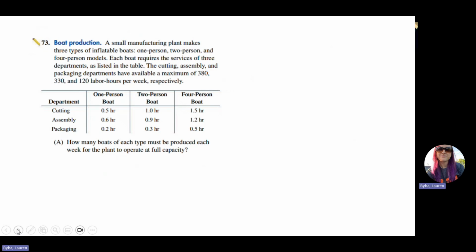So next one here. A small manufacturing plant makes 3 types of inflatable boats: a 1-person boat, a 2-person boat, and 4-person models. Each boat requires the service of 3 departments as listed in the table. Cutting, assembly, and packaging departments have available a maximum of 380, 330, and 120 labor hours per week, respectively.